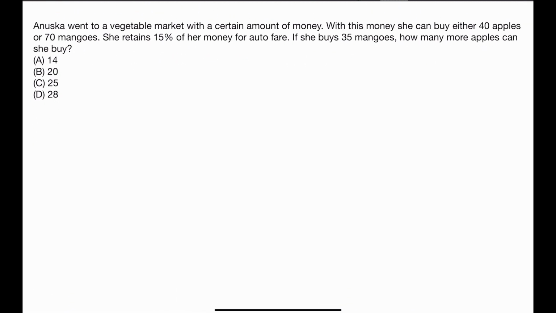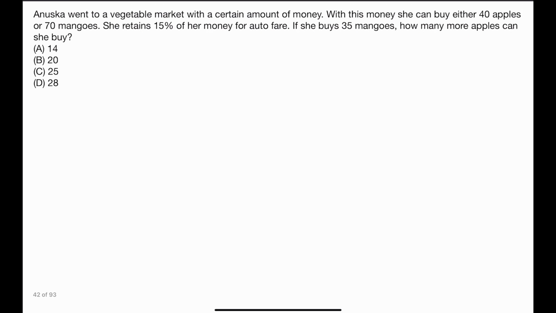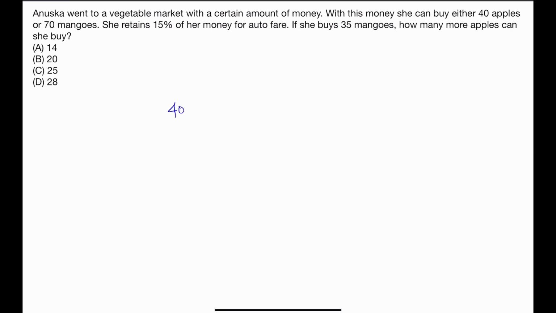Let's solve a new question. Let's read first. Anushka went to a vegetable market with a certain amount of money. With this money, she can buy either 40 apples or 70 mangoes. So for Anushka, what is happening? The price or CP of 40 apples is equal to 70 mangoes. From that certain amount of money, she can purchase either 40 apples or 70 mangoes. Great.